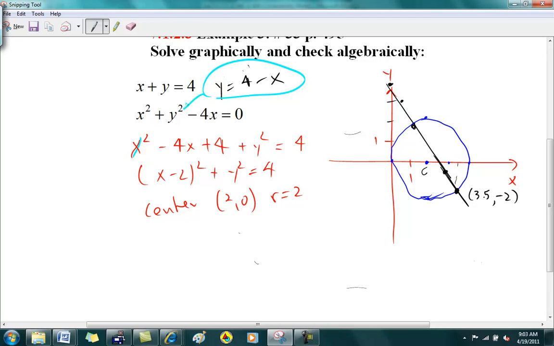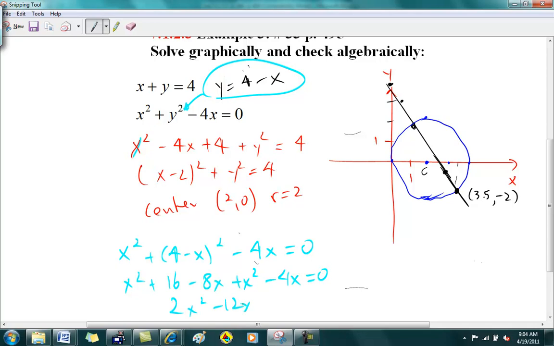I'm going to take that and shove it in here. Okay, so then my lower equation becomes x squared plus (4 minus x) quantity squared minus 4x equals 0. So x squared plus 16 minus 8x plus x squared minus 4x equals 0, which gives me 2x squared minus 12x plus 16 equals 0.